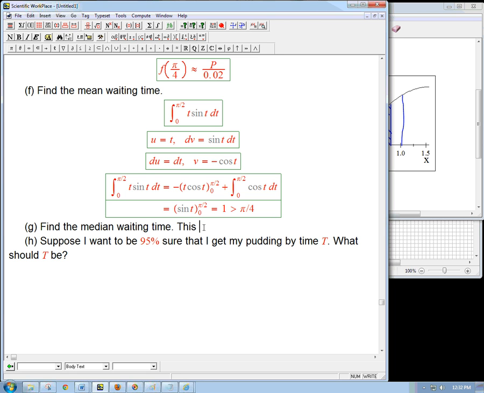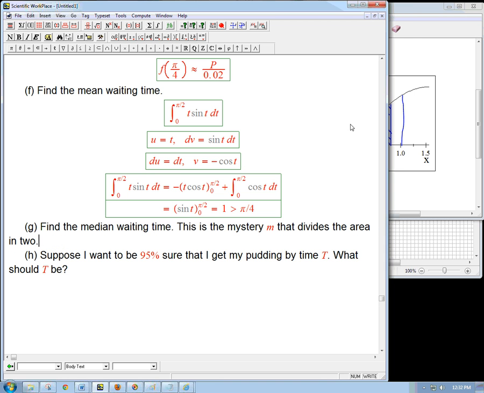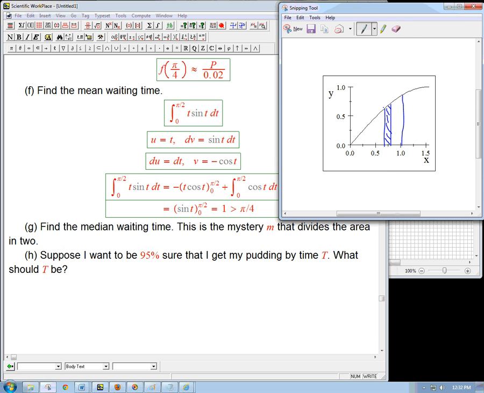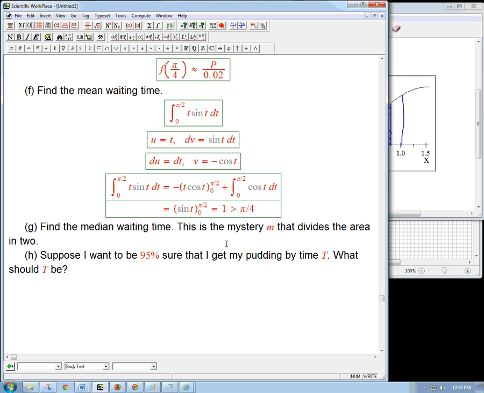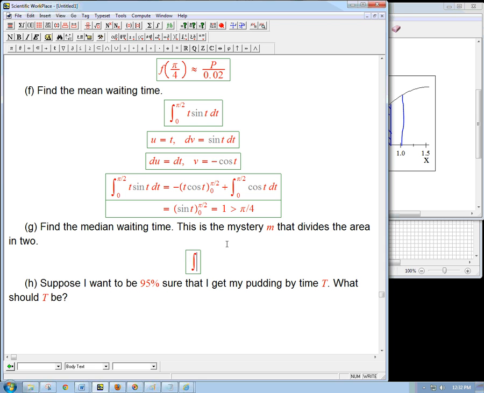Okay, this is the mystery m, let's say, that divides the area in 2, because by median we mean some mystery time so that the probability of being less than the median is half and the probability of being greater than the median is half. You might have noticed when you start doing integrals and areas in most calculus books, they give you these weird questions like what's the mystery x value that will divide this region in half, and it's kind of a cute extension of the usual problems in area.